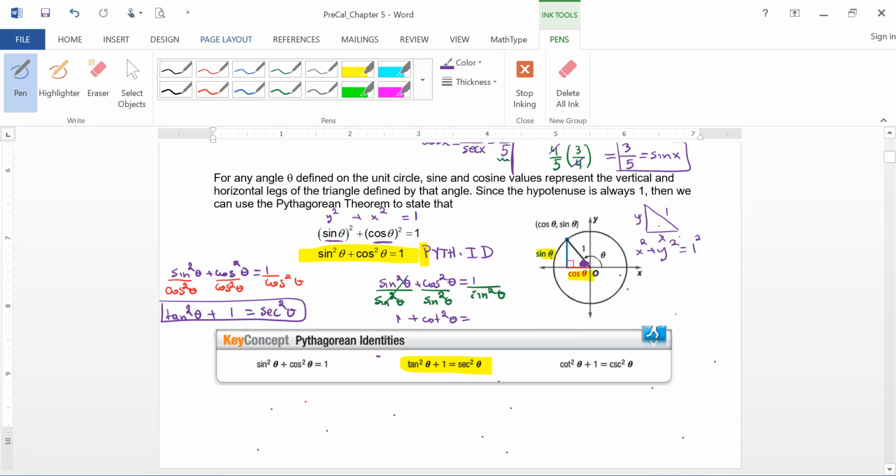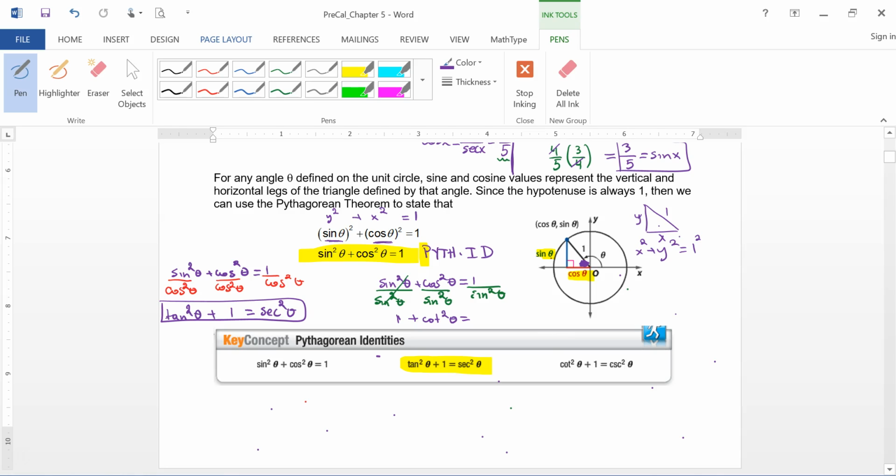So sine of theta, root 5 over 5. But it's going to be negative. And cosine of theta, negative what? 2 root 5 over 5.